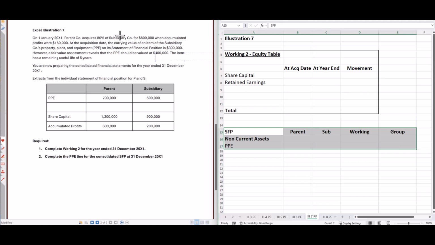So if you're confident in what we've just seen, you could have a go at this. If so, pause the video now, see if you can pick up the figures for the equity table and then do the fair value adjustment. If not, we can work through it together, but if you're going to do it, pause the video now, have a go, and then work through it with me.